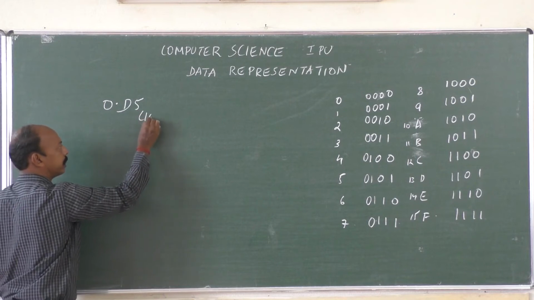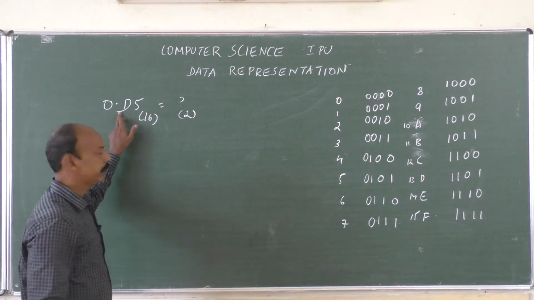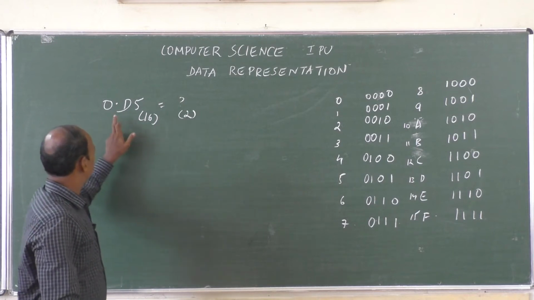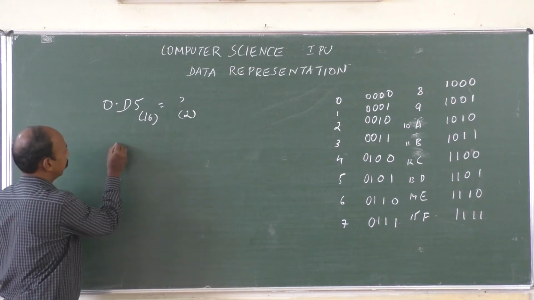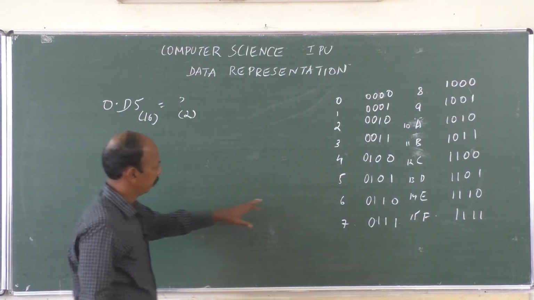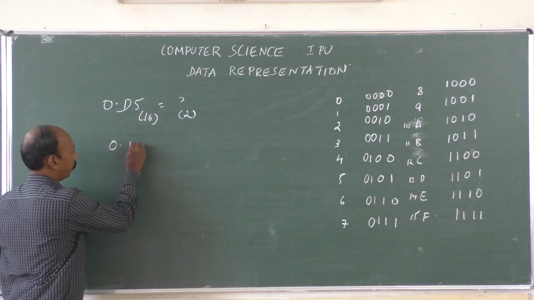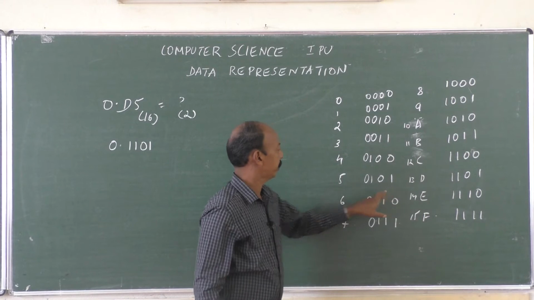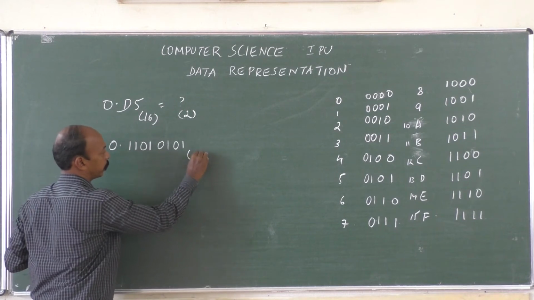D5 to the base 16 is how much to the base 2? Here it is a hexadecimal point, isn't it? What we want to convert to binary. So we need not worry, just have a point and just convert this. Start with 0 point, what's the D? Directly we shall write. D is what? 1 1 0 1. Then comes 5, which is 0 1 0 1, so write that 0 1 0 1 to the base 2.